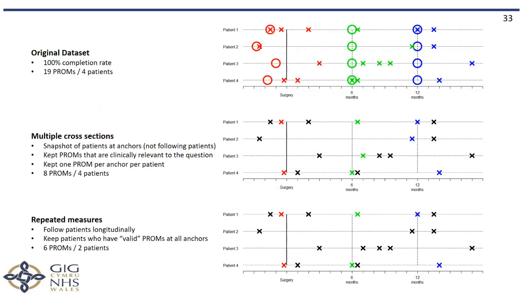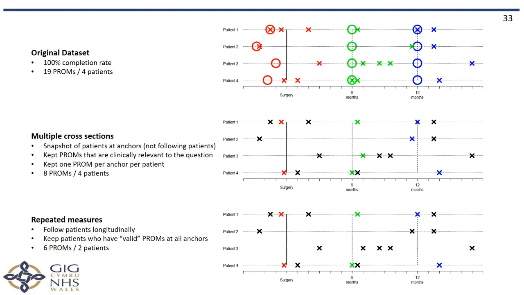So just to mention one other thing using this example, and that is the number of PROMs we usually end up analysing. In the original data set at the top, we had 19 PROMs, which were collected from 4 patients. And actually, this was a 100% completion rate. If you notice, there's an X of the right colour after every circle. Every patient actually did respond to every invite they received.